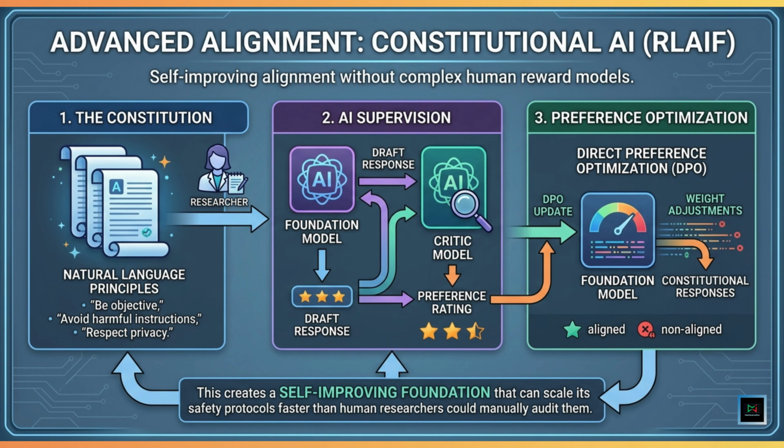Techniques like direct preference optimization, or DPO, allow the model to adjust its internal weights to favor constitutional responses without the need for a complex reward model. This creates a self-improving foundation that can scale its safety protocols faster than human researchers could manually audit them.